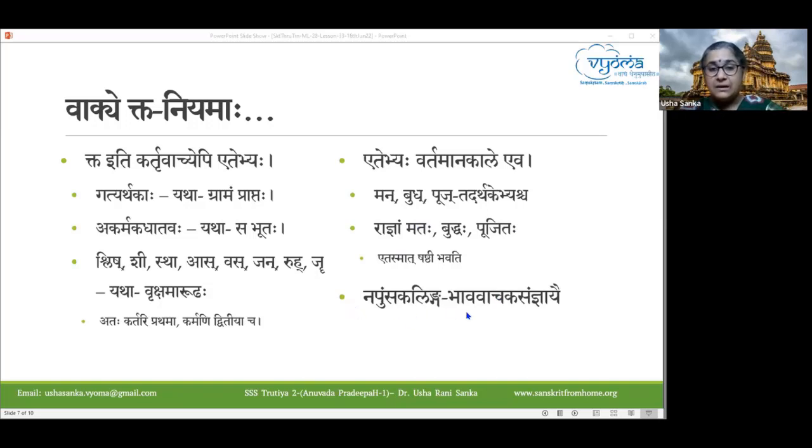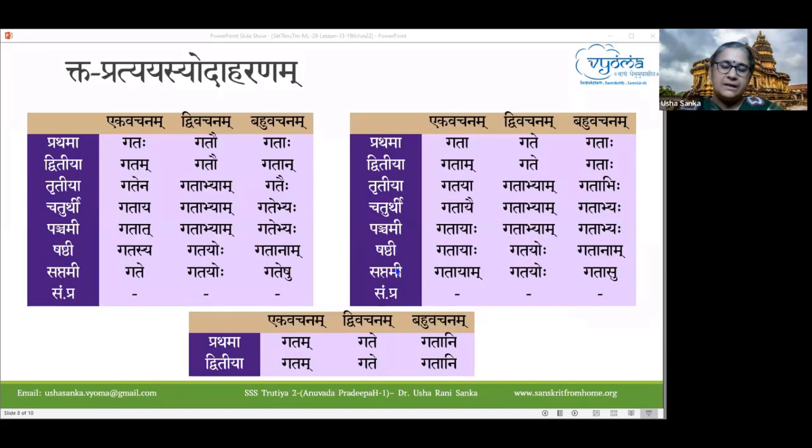And then Rajnyam is the Shashti. Napumsakalinga Bhavavachaka Samya also happens: Jalpitam, Shaitam, Hasitam, Ityadi. They are always Ekavachana. Some words don't have the other forms. Though it is capable of producing them, it's not happening, probably because of the akarmakatva in them. So here we see the forms.